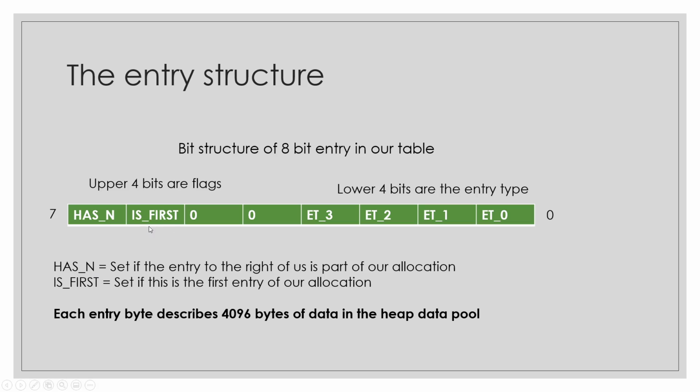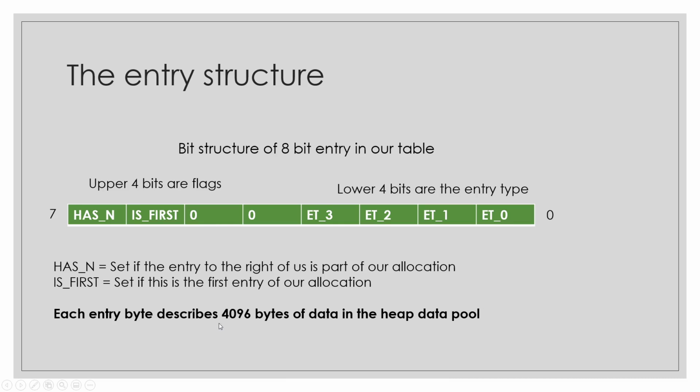Bit 6 in this byte is the IS_FIRST. This is set if this is the first entry of our allocation. Using these 2 bits, it helps describe how we should be handling the memory. These 2 bits are very important because they describe how long an allocation is and when an allocation ends, which is essential for our heap. These 2 bits represented with 0 are not used.